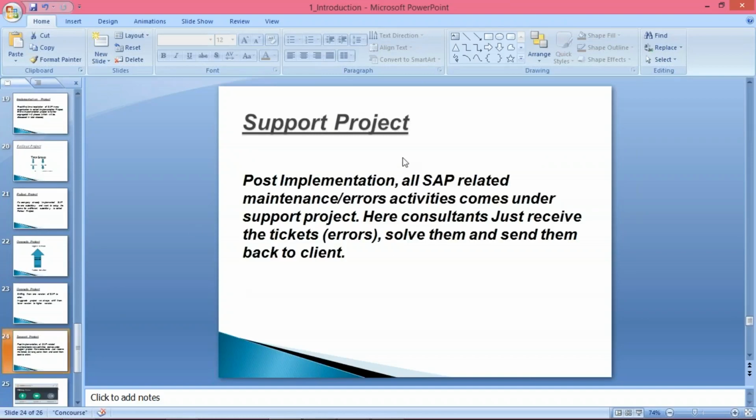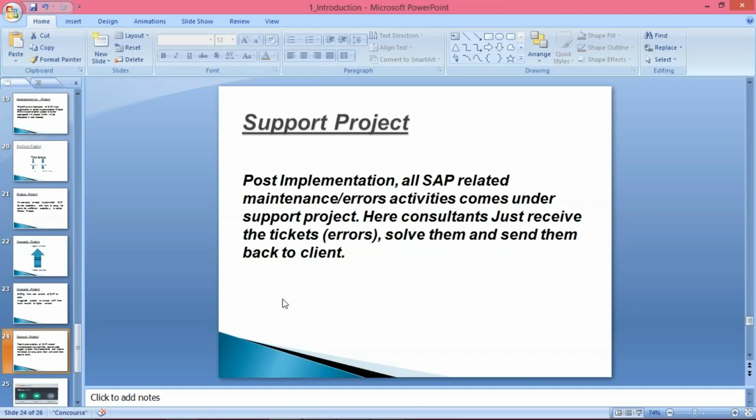So what is this support project, guys? Support project means post-implementation, all SAP-related maintenance or error activities come under support project. Here the consultant just receives the tickets, meaning errors, solves them, and sends them back to the client.